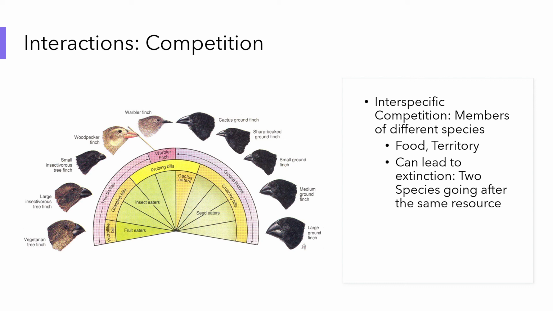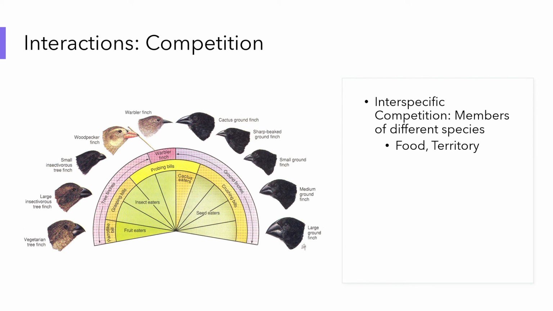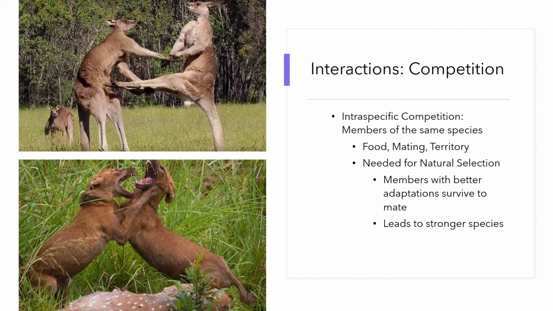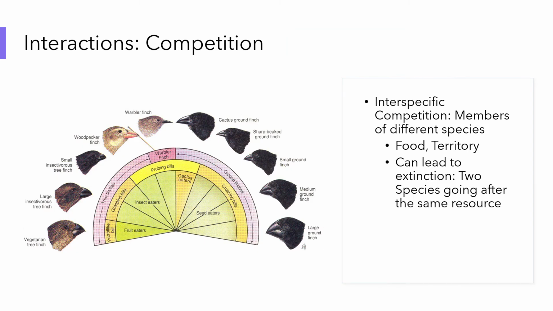The problem with interspecific competition is that it can lead to extinction. Two species going after the same resource. So if we were to go back to the bottom one here, say it was a lion and a hyena. They're going to fight over the same deer, just like these dogs are. However, they're two different species. And if over time lions became more powerful than hyenas, we're going to lose hyenas. So it can lead to extinction.